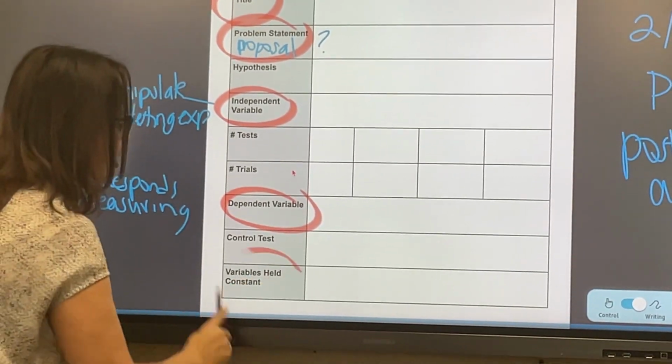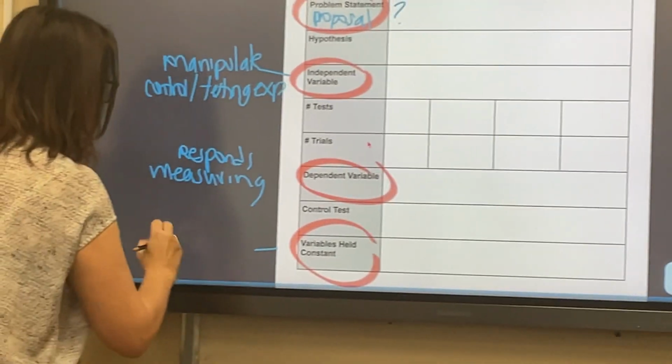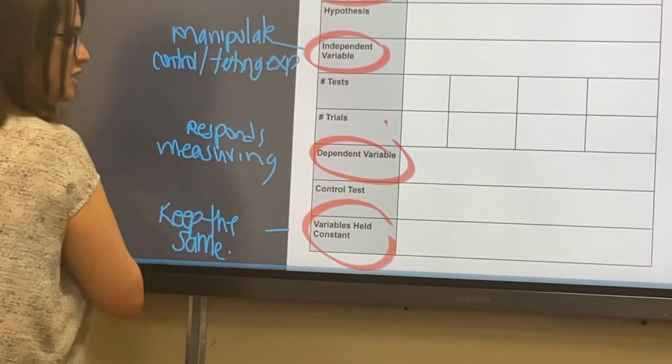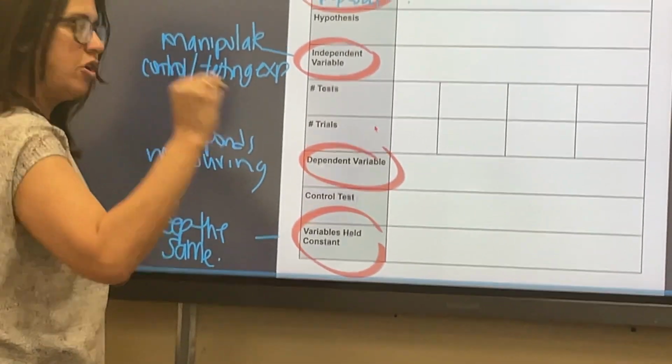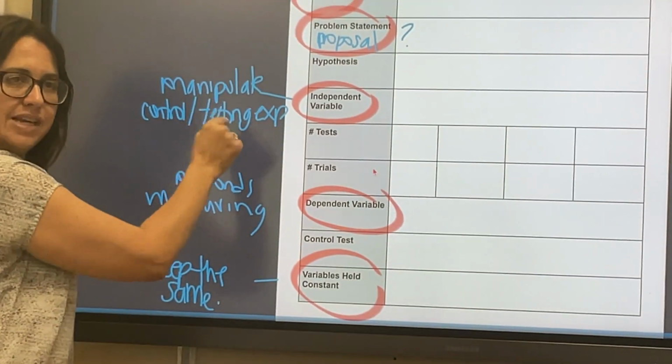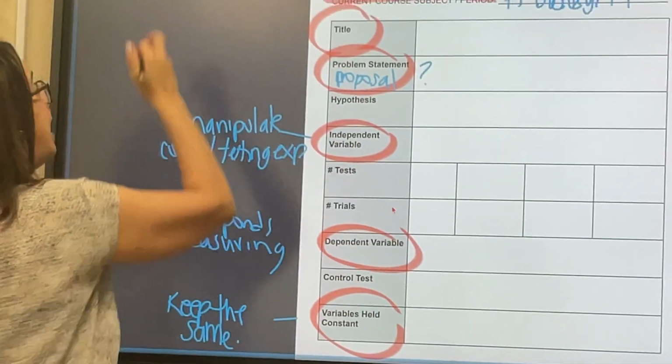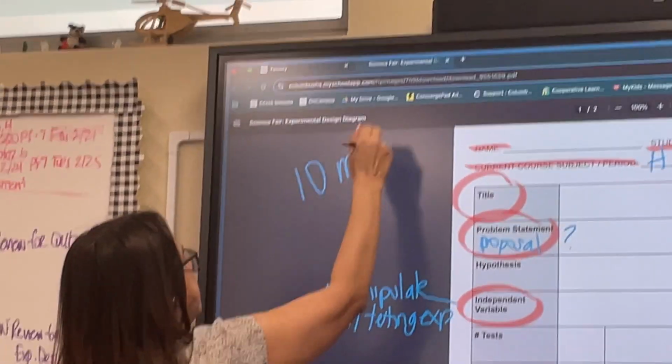And lastly, constants are the things that you keep what? The same. To make sure that the experiment, the only variable you are changing is what? Your independent variable. Everything else needs to be held constant. So right now, I'm going to give you 10 minutes to complete those sections.